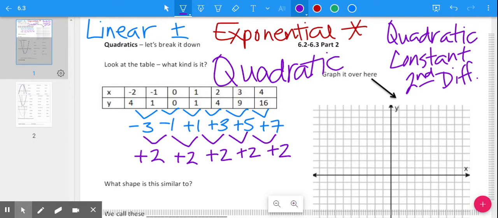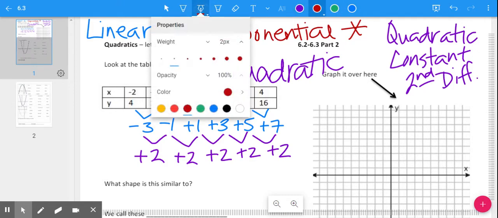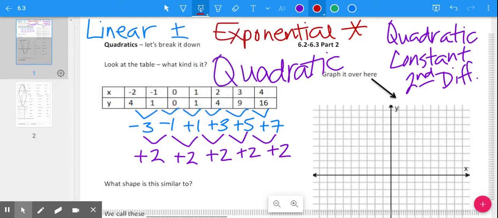So now we have to graph it. So we go over to our table and we have our first ordered pair is -2, 4. So we're going to go (-2, 4), (-1, 1), (0, 0), (1, 1), (2, 4), (3, 9), and we cannot do (4, 16).